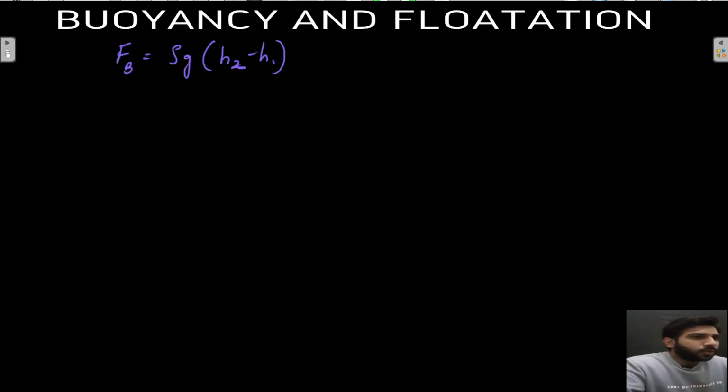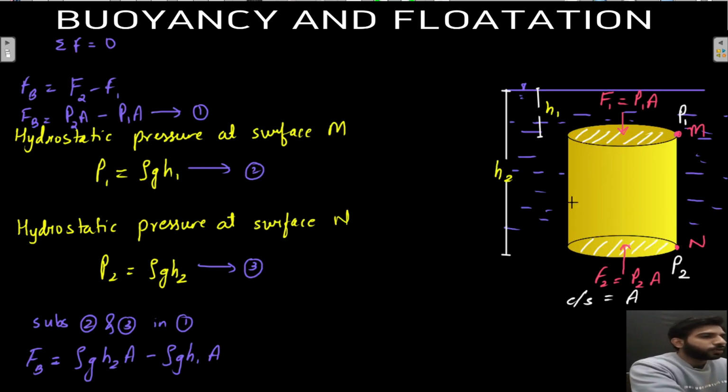So it will be into A here. So you all will observe that. So we need to find out what h2 minus h1 is now. When we see from the figure, h2 minus h1 will give you the length of the body, or in this case, the length of the cylinder. So h2 minus h1 is nothing but the length of the body.